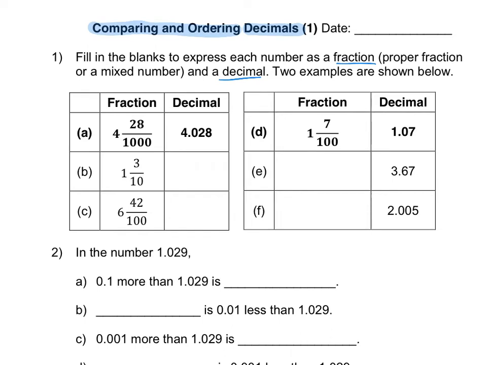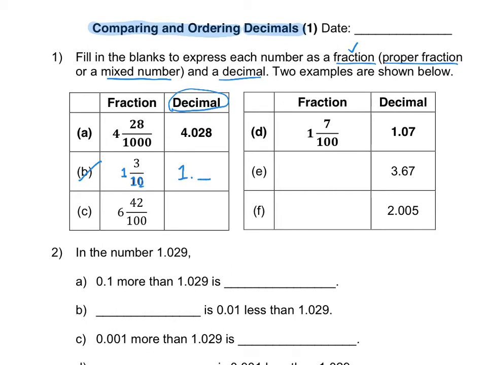Okay, do take note that if you are to express it as a fraction, you got to write it as a proper fraction or a mixed number. Let's take a look at part B. You are given a fraction and you're supposed to write the decimal. So first, 1 whole, so we write 1 point something. Now, to decide how many decimal places, we look at the denominator. It's a 10. How many zeros are there in a 10? There is 1 zero, so it's 1 decimal place.